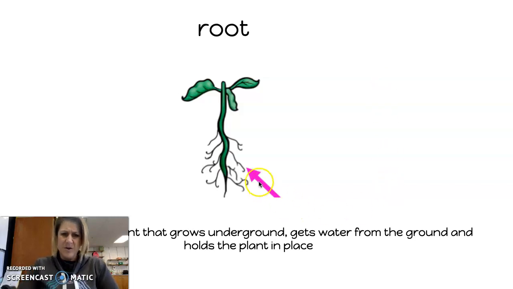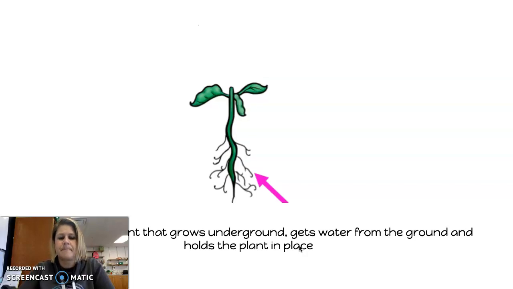Okay, so this arrow is going to be important because you might see a picture that looks like this, but we really need to focus on where the arrow is, because the arrow is helping us know which part of the plant it's talking about. So remember, the roots grow under the ground and it gets water from the ground, holds the plant in place. So this word is a root. Maybe people say root, kind of like potato. We're going to call it a root. All right, the part of the plant that grows underground is called the root. Nice job. So it's getting that water from the ground, also holding the plant in place.